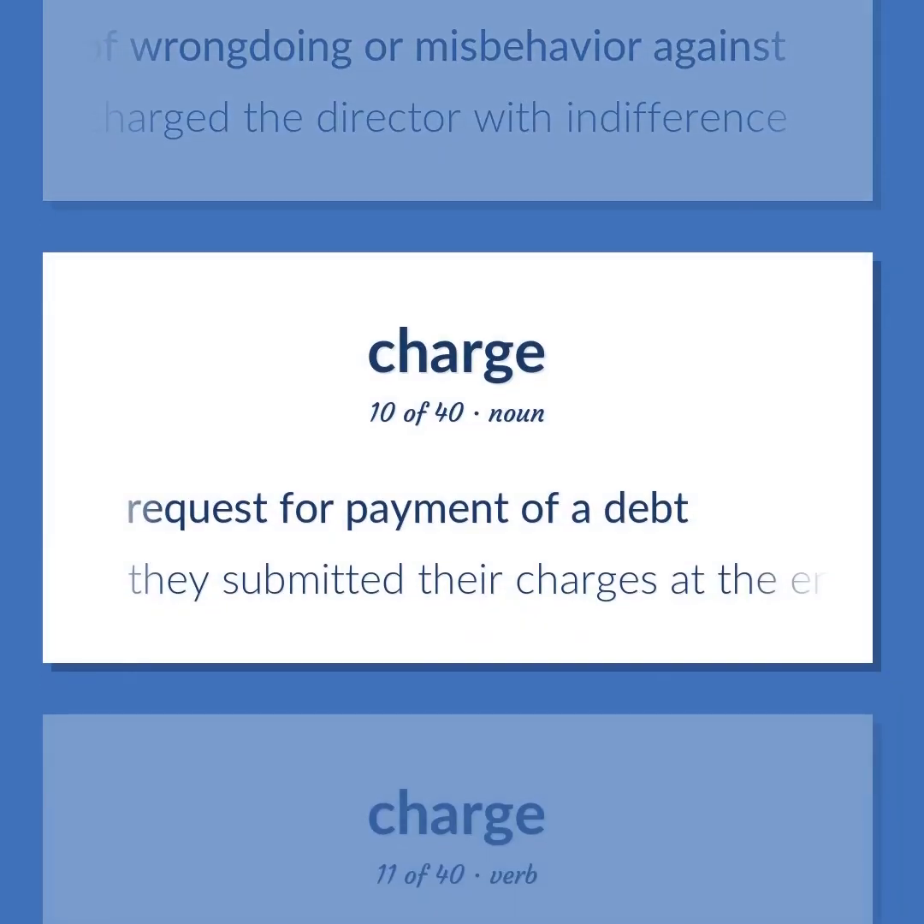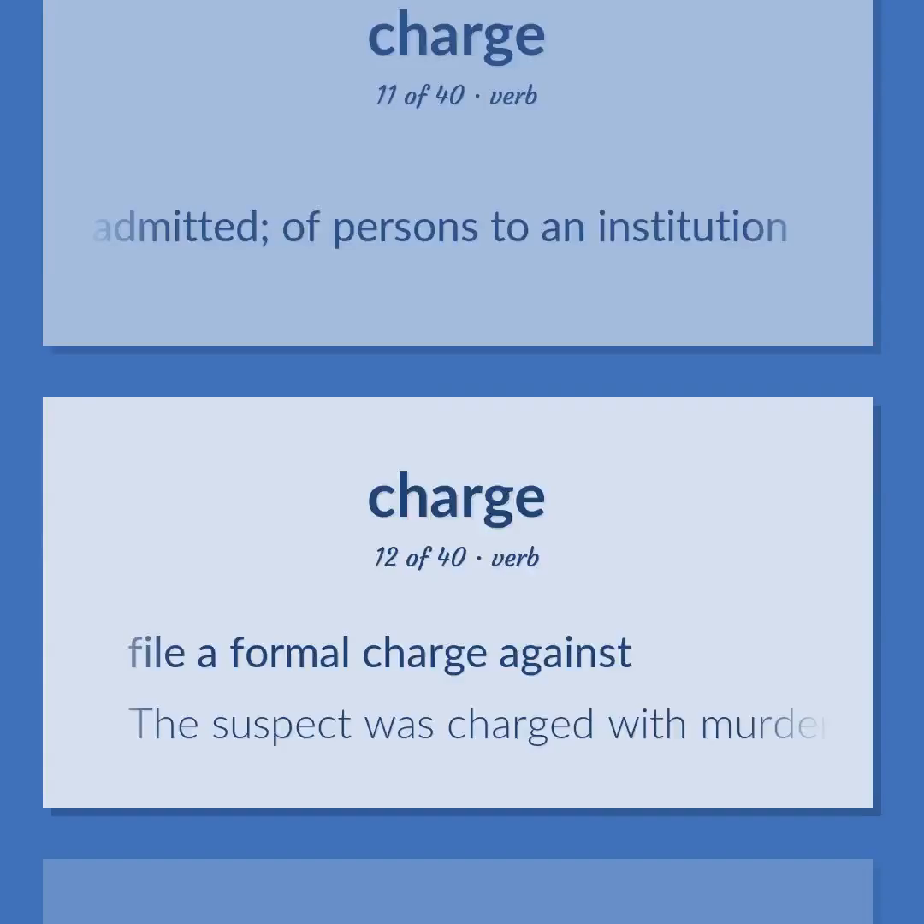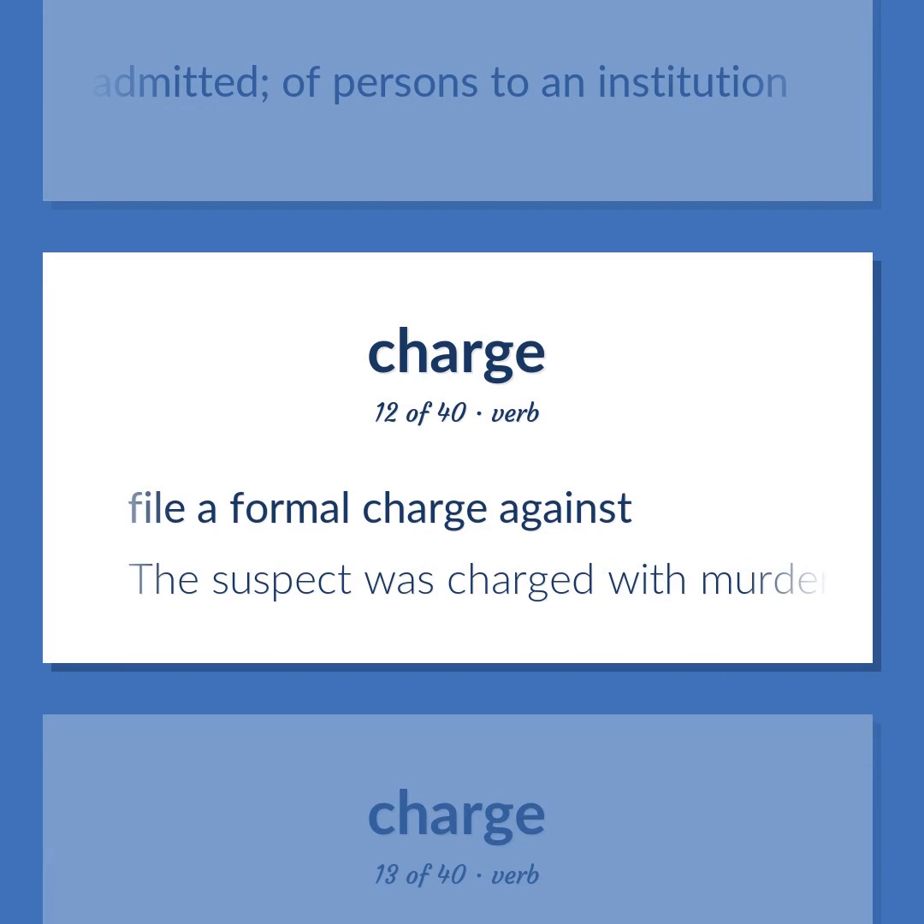Request for payment of a debt. They submitted their charges at the end of each month. Cause to be admitted. Of persons to an institution. File a formal charge against. The suspect was charged with murdering his wife.